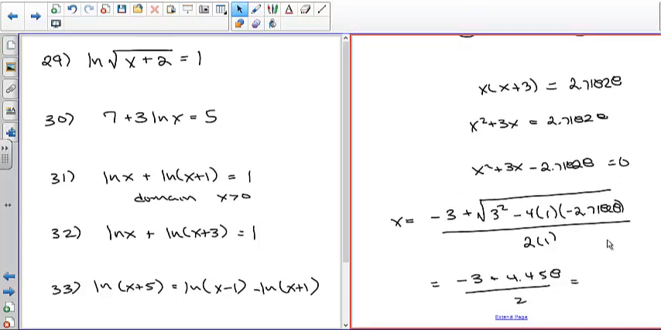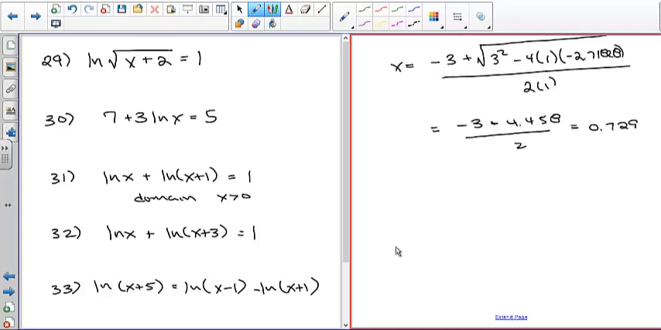is 0.729. And again, we'll check our answer out here. So the natural log of 0.729 plus the natural log of 3.729, so I'm adding 3 to it. So the natural log of 0.729 is negative 0.316, and the natural log of 3.729 is 1.316, which is equal to 1, which is the right answer.